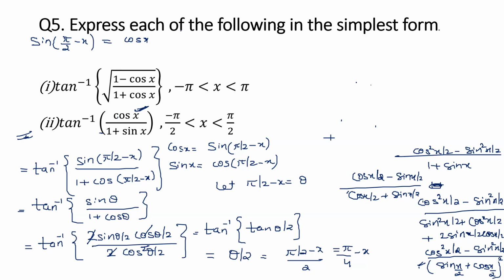So cos pi by 2 minus x is sine x, right, sir? Cos pi by 2 minus x is sine x. So in the second step, did you substitute it? Please check here. In the numerator, we have a cos. That's why I've written sine pi by 2 minus x here. In the denominator, we have 1 plus sine. That's why we have written 1 plus cos pi by 2 minus x. Okay, sir.